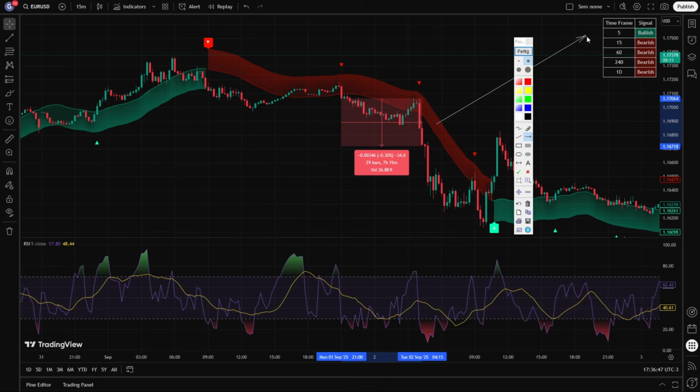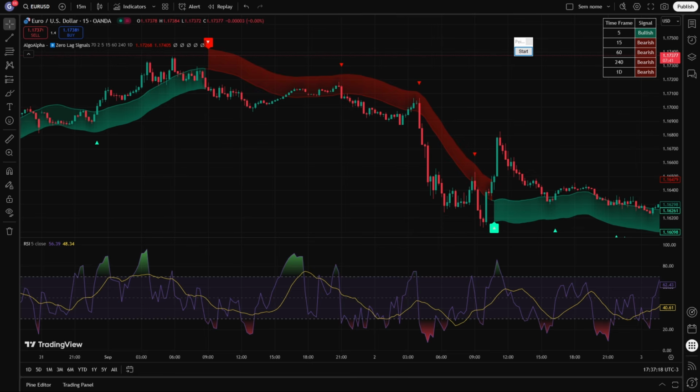Certainly, you could have also checked the table displayed on the side to confirm if it was signaling bearish, as it is at this exact moment. This would signify a very robust trend, as multiple time frames beyond just the 15-minute are in confluence, including the 60-minute, 240-minute, and the daily charts.